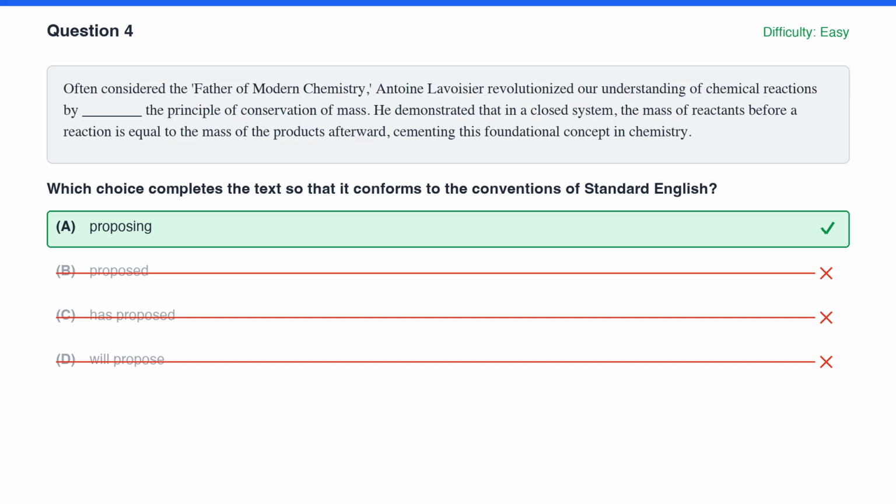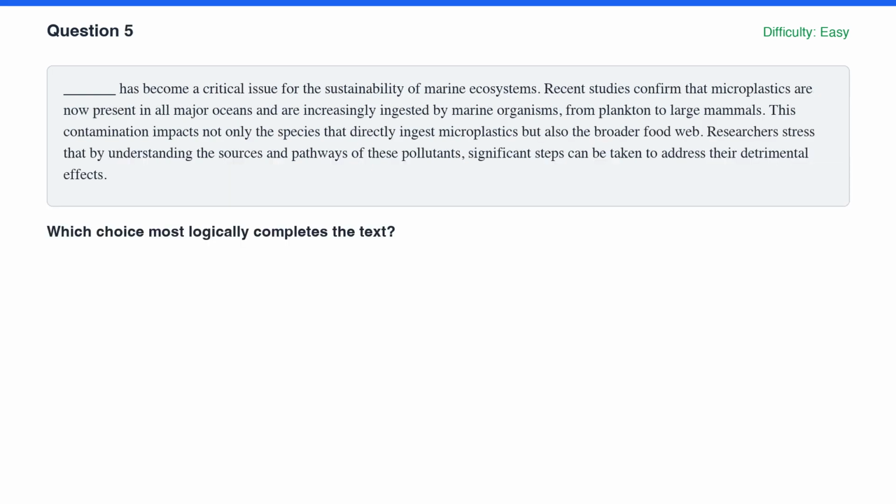The preposition by requires a gerund or present participle to form the phrase by proposing the principle. This construction explains the means by which Lavoisier revolutionized chemistry, and it pairs cleanly with the main verb revolutionized already in the sentence. Question 5 of 7, still easy territory.